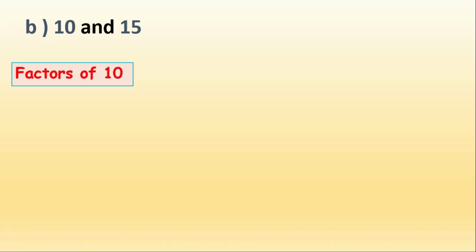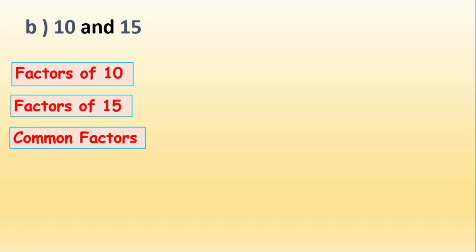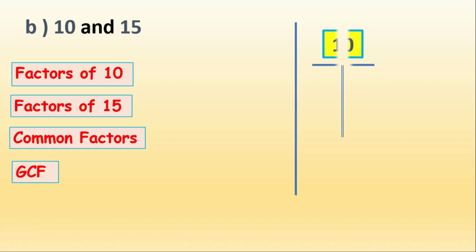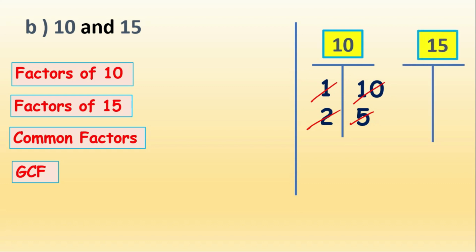Okay, another example. 10 and 15. Factors of 10, factors of 15, common factors, and GCF. So find the factors of 10. 10 equals what? Equals 1 times 10, 2 times 5. So factors are 1, 2, 5, and 10. The next number, 15. 1 times 15 and 3 times 5. So factors are 1, 3, 5, 15.